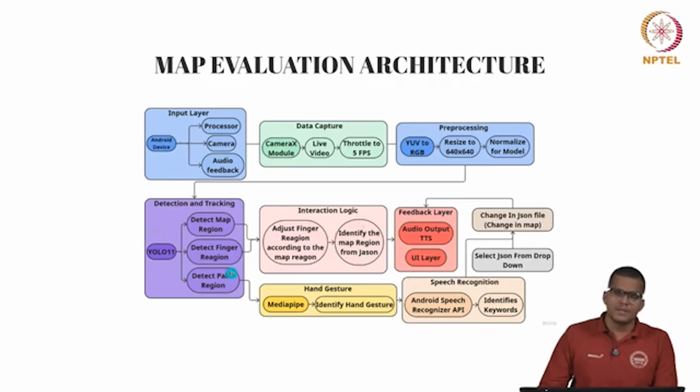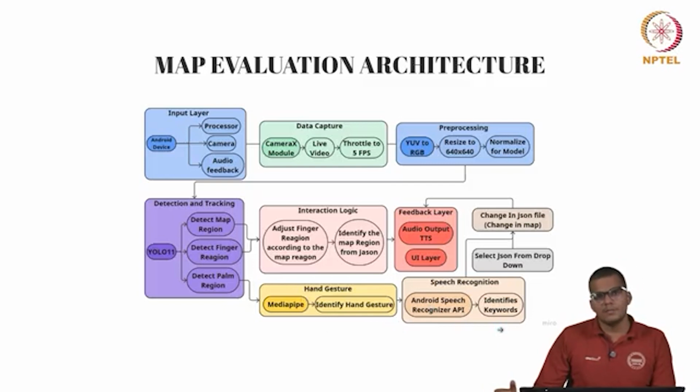If the palm region is identified in the frame, then we give it to MediaPipe, and MediaPipe recognizes the gesture. Right now we have implemented only one gesture, rolling your finger backwards like this. But in future this can be used to implement multiple gestures. That initiates the voice command, and you can navigate through the entire application via voice command. So this is the architecture of our application.